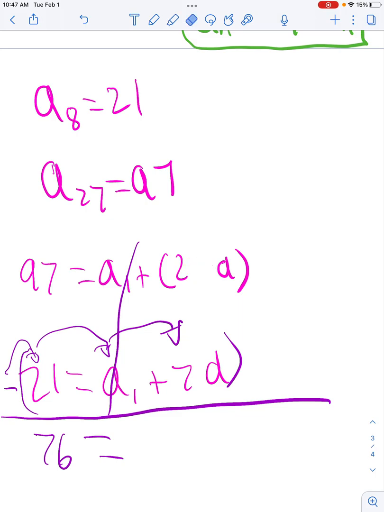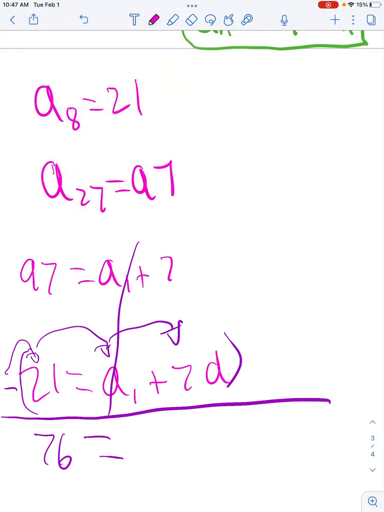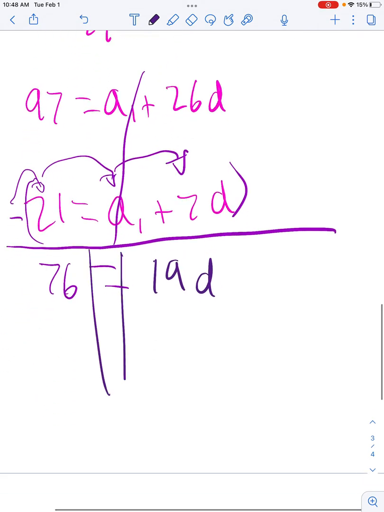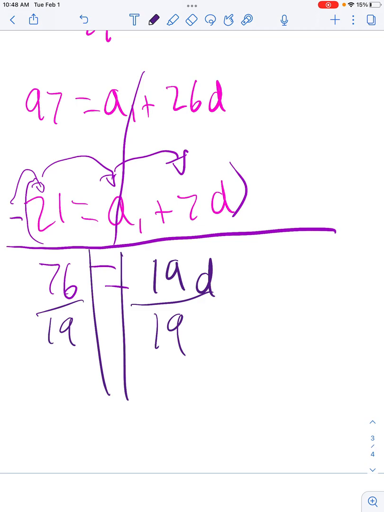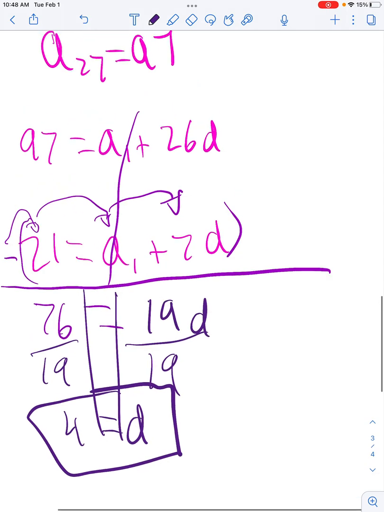So let me rewrite this. Again, 27 minus 1 is 26. When I multiply it by d, I get 26d. So 26 minus 7 gives me 19d. And then when I divide by 76 by 19, I get 4 equals d. So that's enough to help me get started.